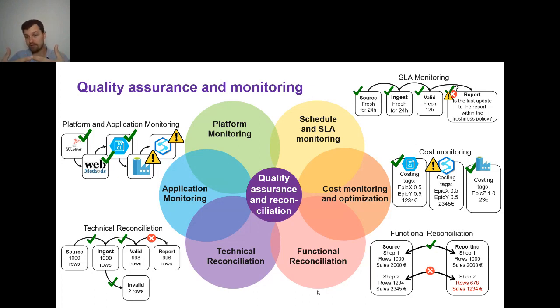And you compare the results, and then you see, okay, actually shop 2 has much lower sales in reporting layer than it has in source. There's a problem somewhere, and that's what you do. You have to fix it now.